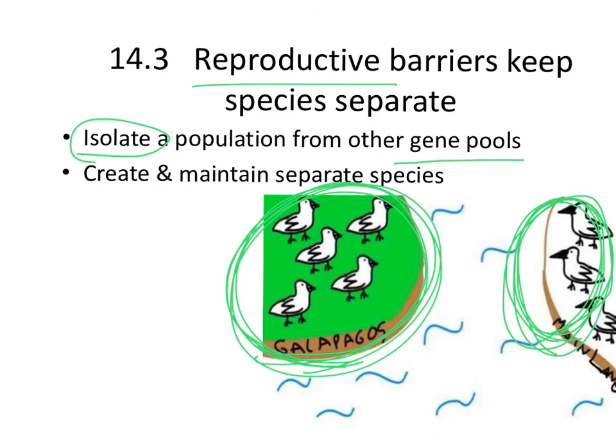If these two bird populations do become so different and they can no longer mate, at that point, I would then define them as being totally separate species. They are incapable of mating. So there's a few ways that that can happen.